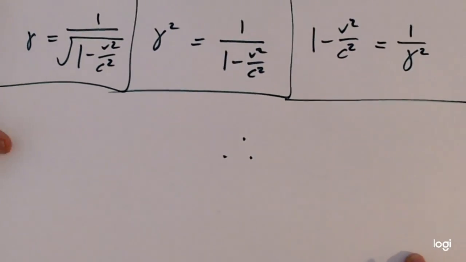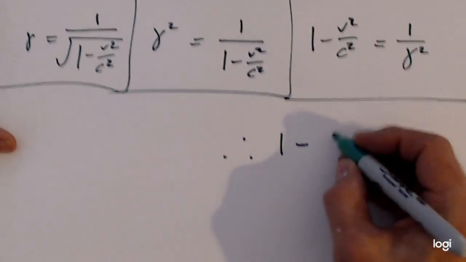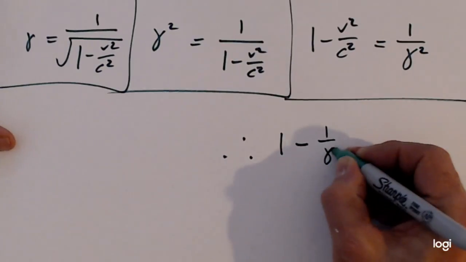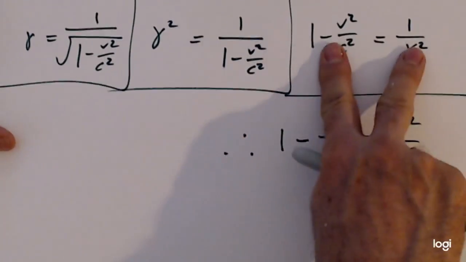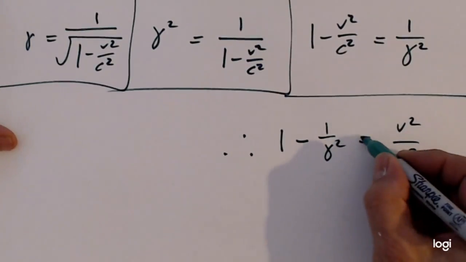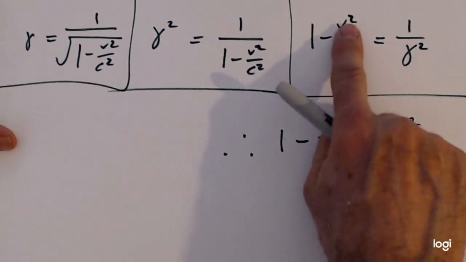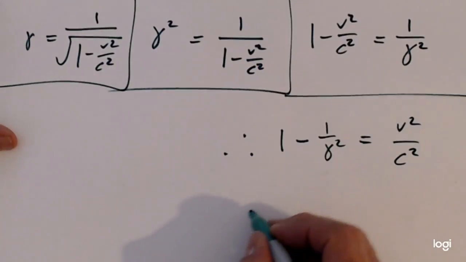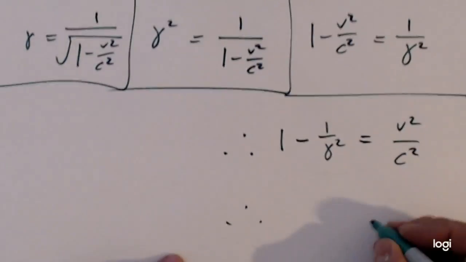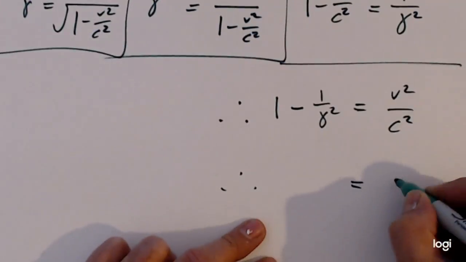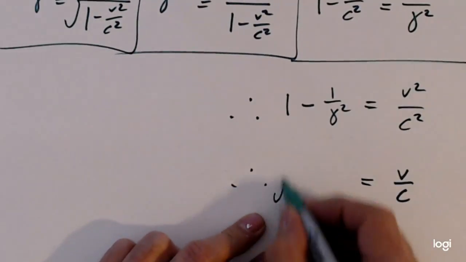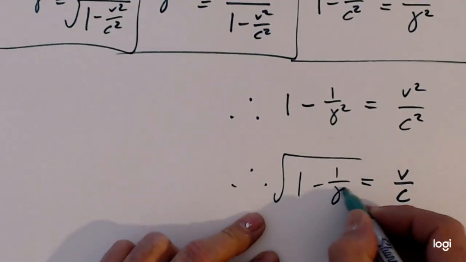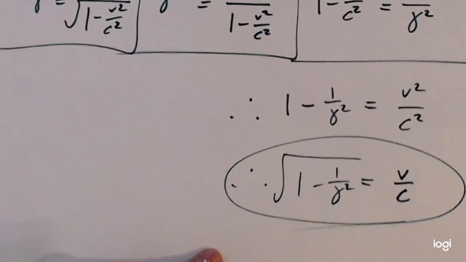Therefore, 1 minus 1 on the Lorentz factor squared equals v squared on c squared. That is basically swapping those over, and that becomes negative, and that negative becomes positive. Right? Therefore, square root all of this now. v over c, which is the square root of v squared over c squared, equals the square root of 1 minus 1 over Lorentz factor squared. So that's what we're using.